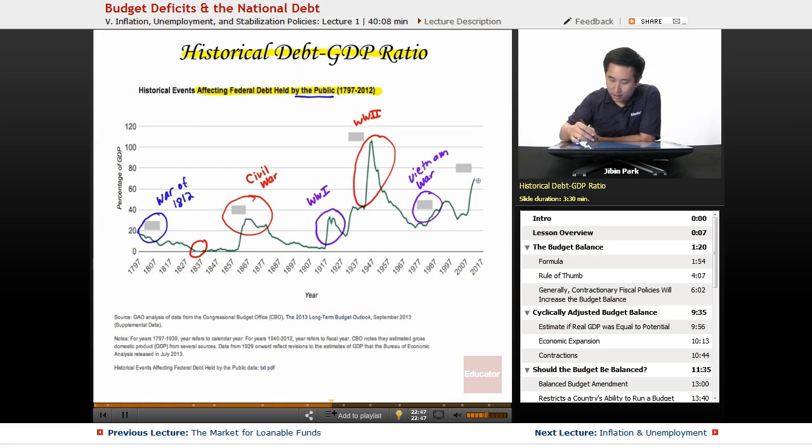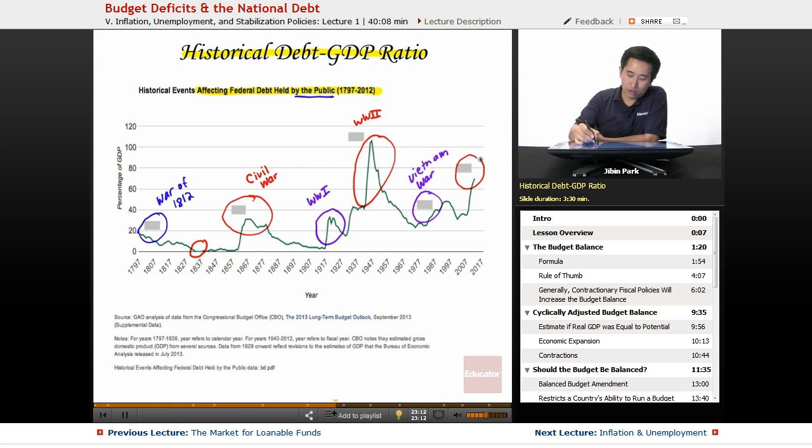Okay. And right here, though, there was no war here. So the trend, if you look at the historical debt to GDP ratio, is somewhat of a predictable pattern. During periods of war, the government will borrow a lot of money from the public, and you're going to have a high debt to GDP ratio. And when the war is over, there's a conscious effort made to pay down the debt.